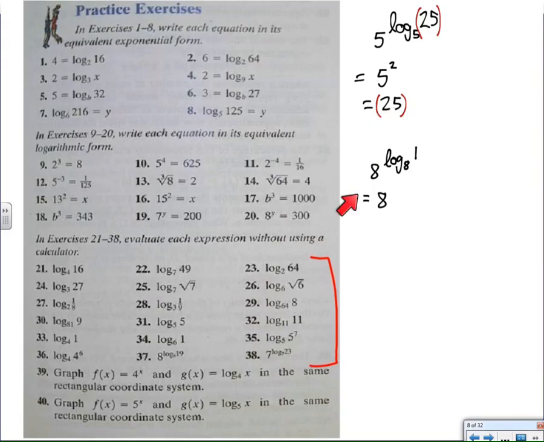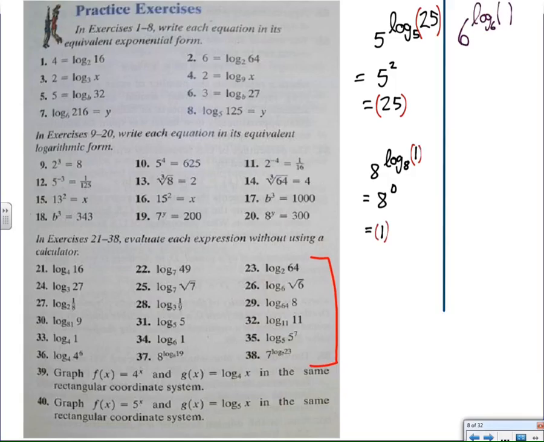back where we started. 8 to the log base 8 of 1 is equal to 8 to the, well, I have to figure out what log base 8 of 1 is. That's 0. 8 to the 0 is 1. So here's one. 6 to the log base 6 of 8. Now the problem is, that is 6 to the, I don't know what it is, but the exponent on 6 that gives me 8, I'm going to take that exponent and put it on the 6. And so if I take 6 to that power, I'm going to get 8. The exponent on 6 that gives me 8 is the exponent on 6, so it will give me 8.